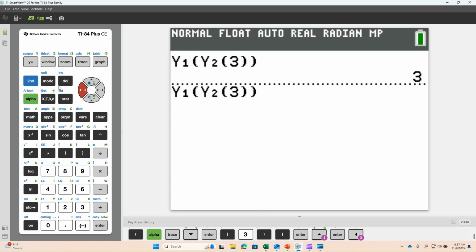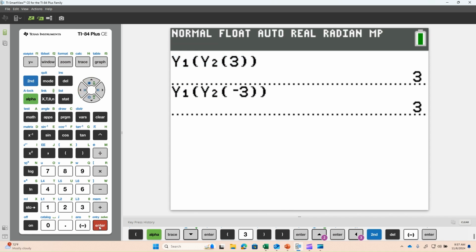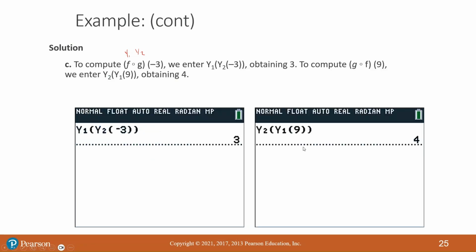So let's adjust this in the calculator. Okay, I'm going to copy it down. I'm going to insert the negative because it's supposed to be -3. And you can tell that it updates it. My result here is 3. So y1 of y2 of -3 renders a result of 3, which is the same thing they have here.